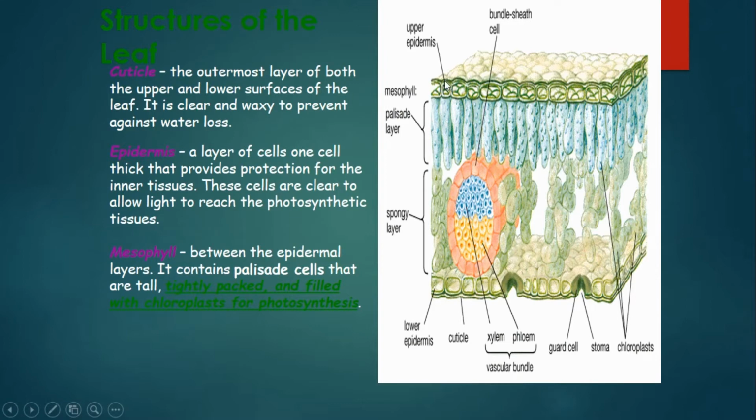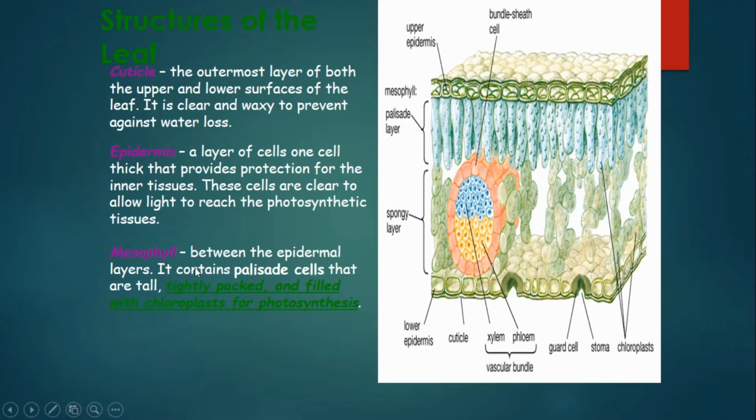So then you have the upper epidermis here. The layer of cells, one cell thick, provides protection for the inner tissue. This is the inner tissue. Tissue is a word you use for a cluster of cells. These cells, the epidermis, are clear to allow light to reach the photosynthetic tissue, which are the chloroplasts or the pigments in the plant. Finally, you have the mesophyll.